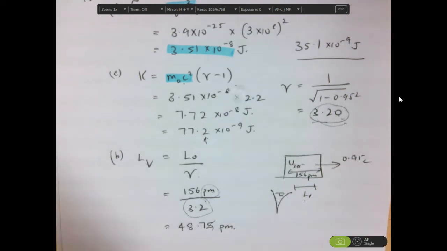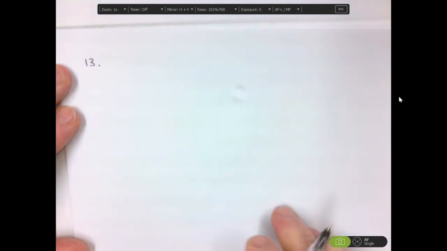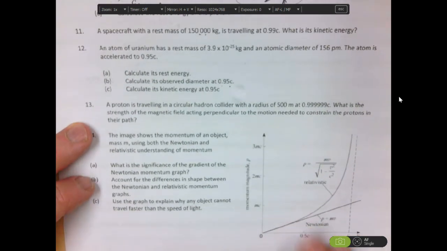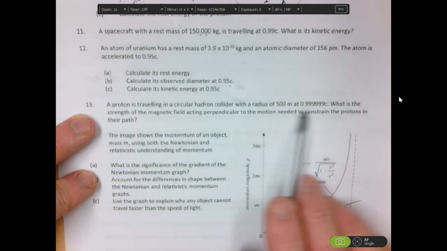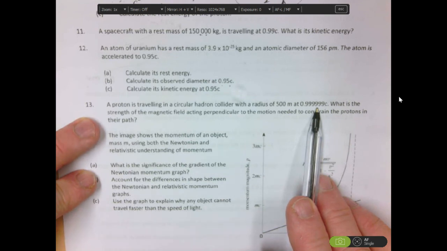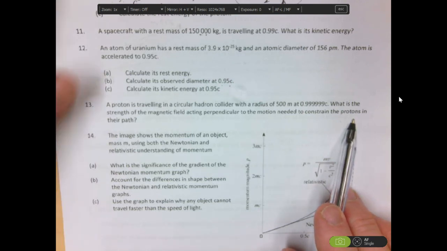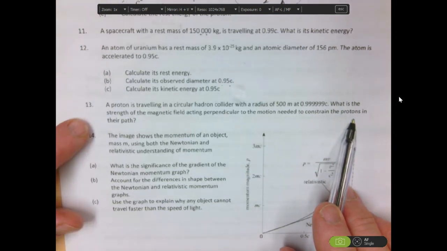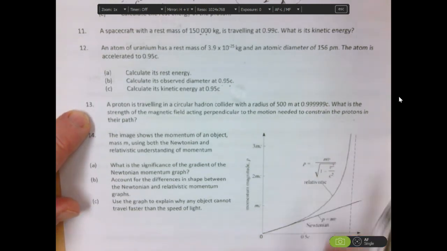Rightio. And finally, let's do question 13. Question 13, a proton is traveling in a circular hadron collider with a radius of 500 meters, and it's traveling at that. What is the strength of the magnetic field acting perpendicular to the motion needed to constrain the protons in this path? Actually, I'm going to stop here because this is going to be quite a long process. I'll start with the next video at 13.